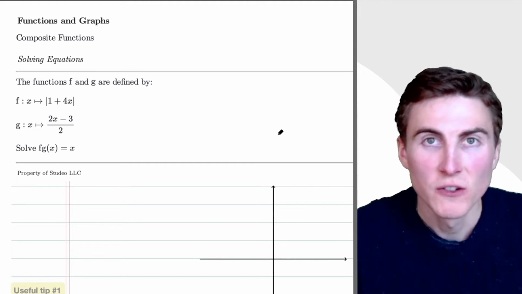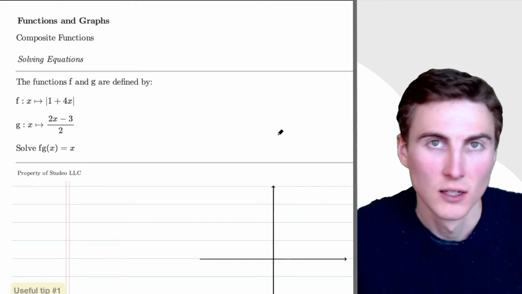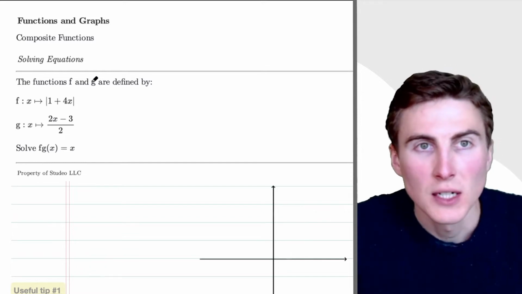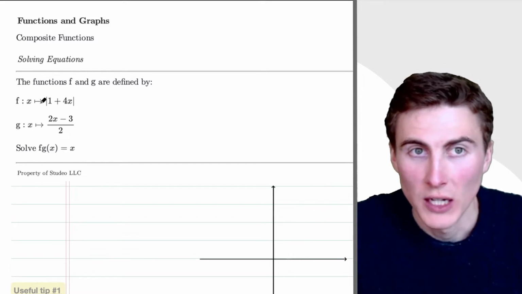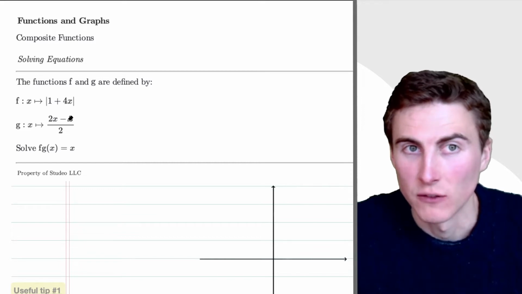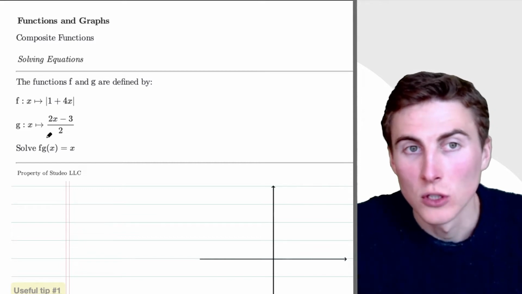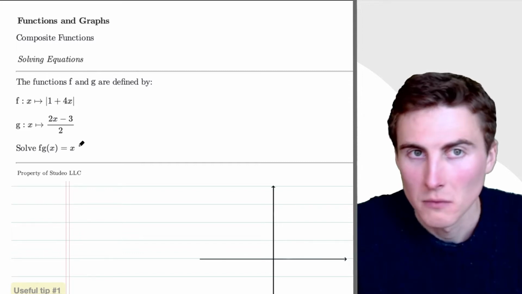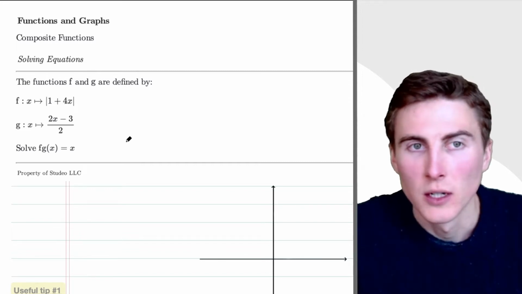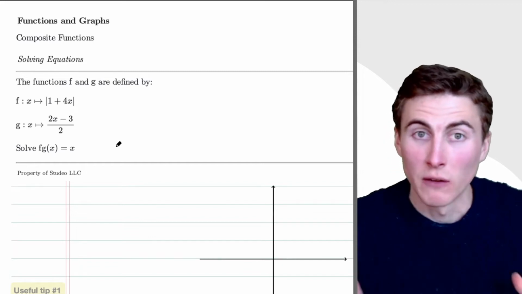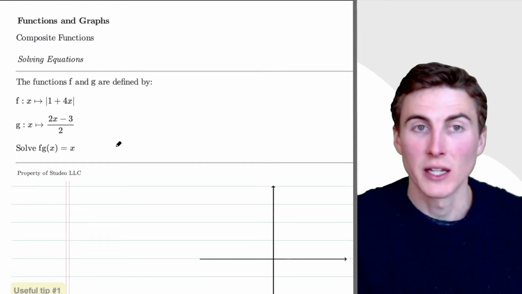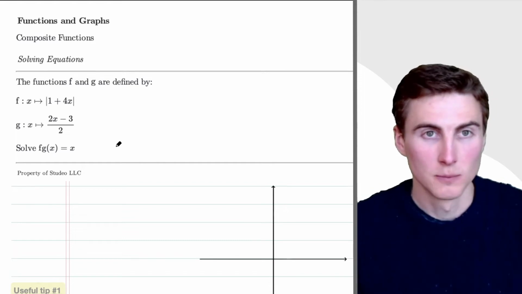Hello, so in this video, we're looking at composite functions again, but this is more of an exam style one. So basically, we're given two functions, the f function and this g function, and we're told to solve that fg of x equals x. So this is a little bit weird, but basically we're going to have to do two things. We're going to have to find what fg of x is first, and then we can make that equal to x, and we can solve it.